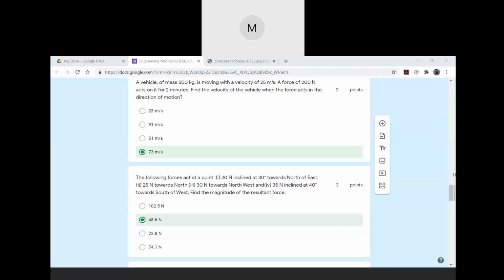Next one is what? A vehicle of mass 500 kg is moving with a velocity, and then a force acts for 2 minutes. Find the velocity of the vehicle when the force acts in the direction of motion. Were you able to do this? This was done in the class only, I think so. Were you able to do it? Yes, sir. Okay, so good.